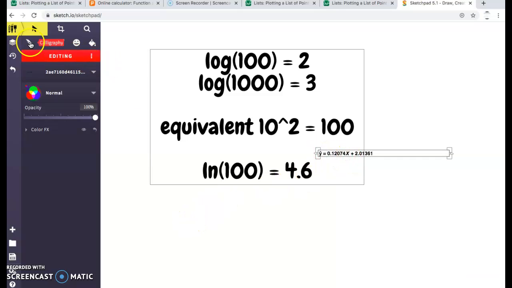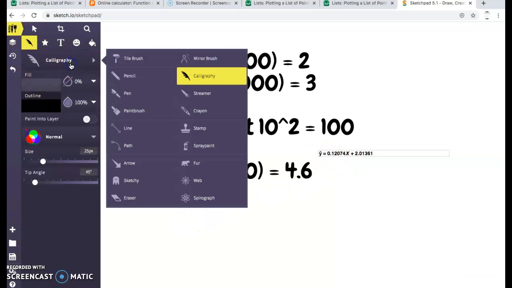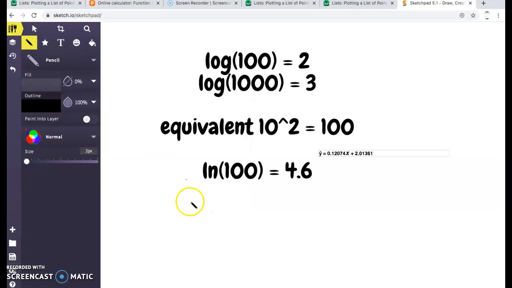So essentially, it is log y equals 0.12x plus 2.01. I should have done the text here, but 2.01.